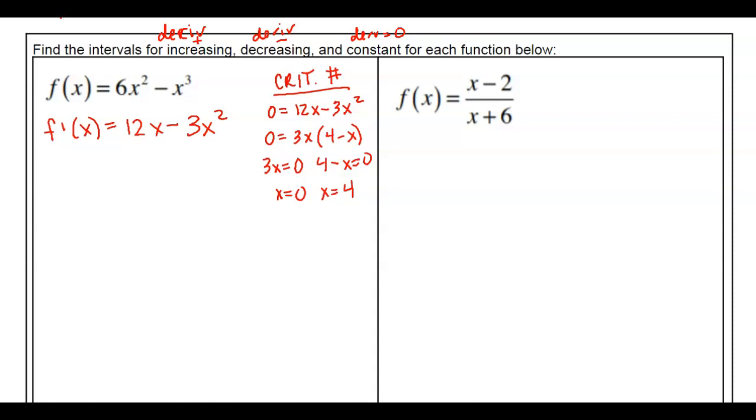Now, the way we organize our information is on a number line. If you create good habits in this section, it's going to make the next section easier.